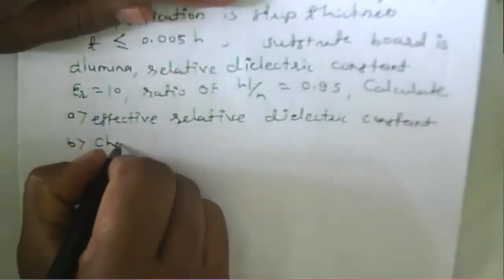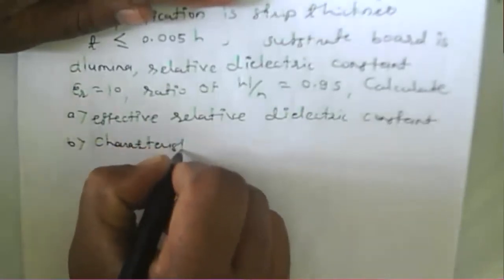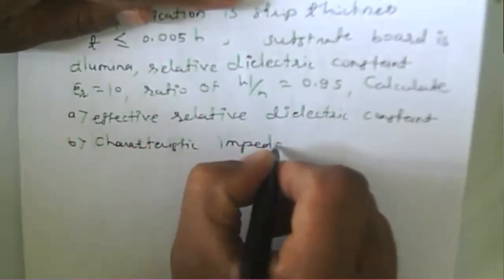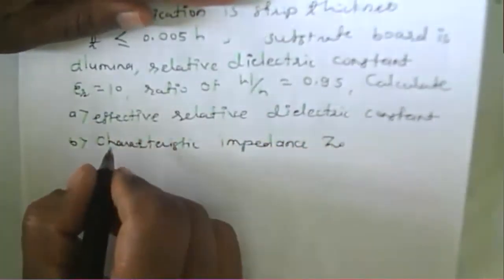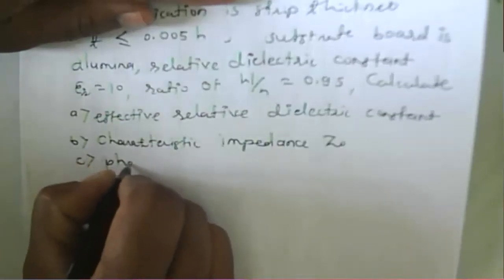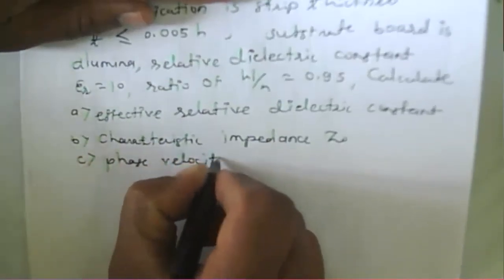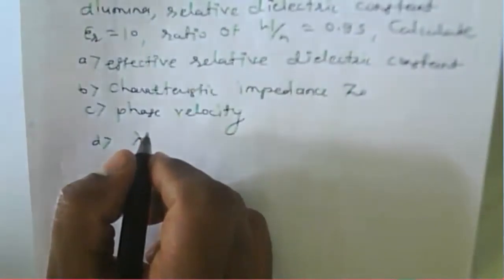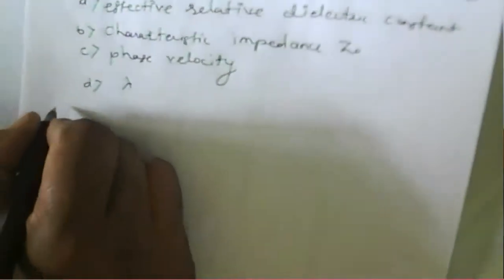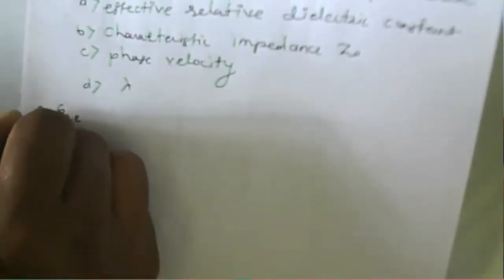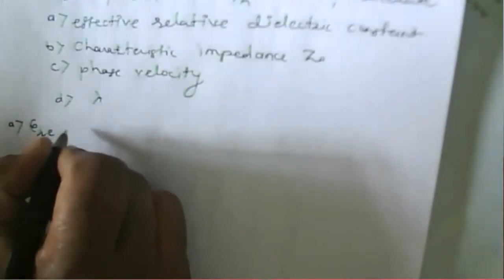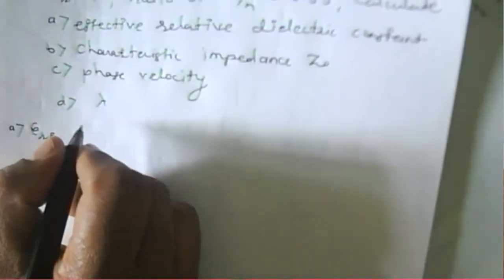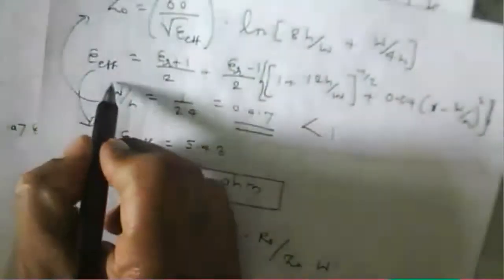Calculate: A, the effective relative dielectric constant; B, the characteristic impedance Z0; C, the phase velocity; and D, what is the lambda.